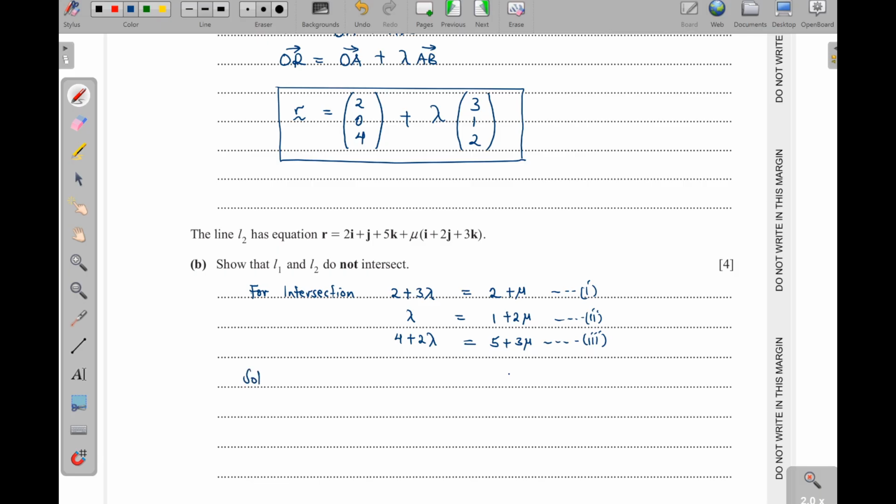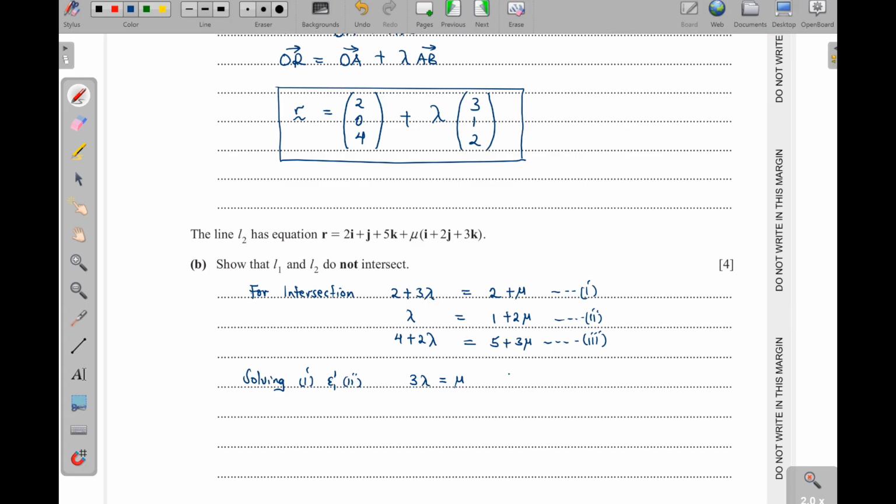Now, solving, which one? Solving 1 and 2 actually. Using 1, you can actually see that these 2 can go. You see that? So meaning we can have 3 lambda, which is equal to mu, right?